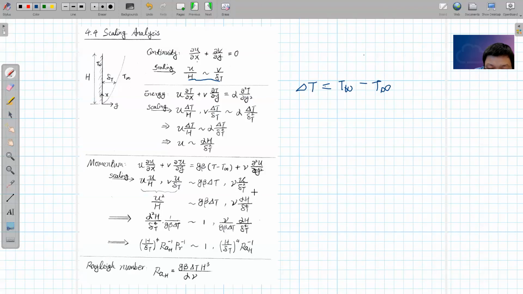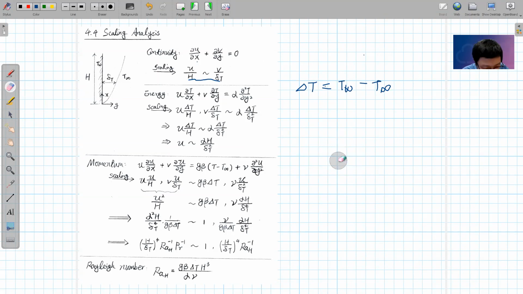And for the viscous term, you have mu here, and u divided by delta t squared. So basically for this viscous term, mu partial squared u divided by.